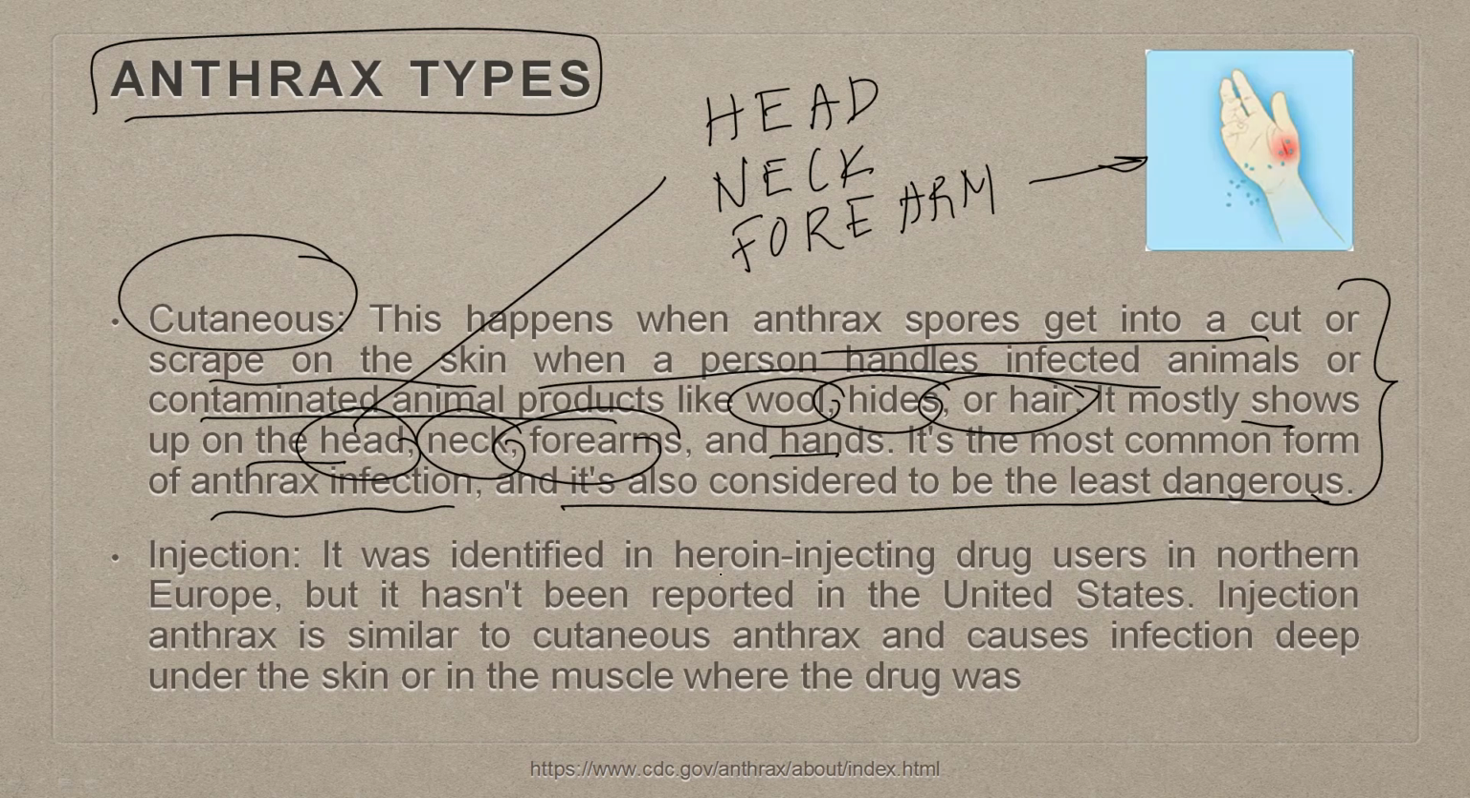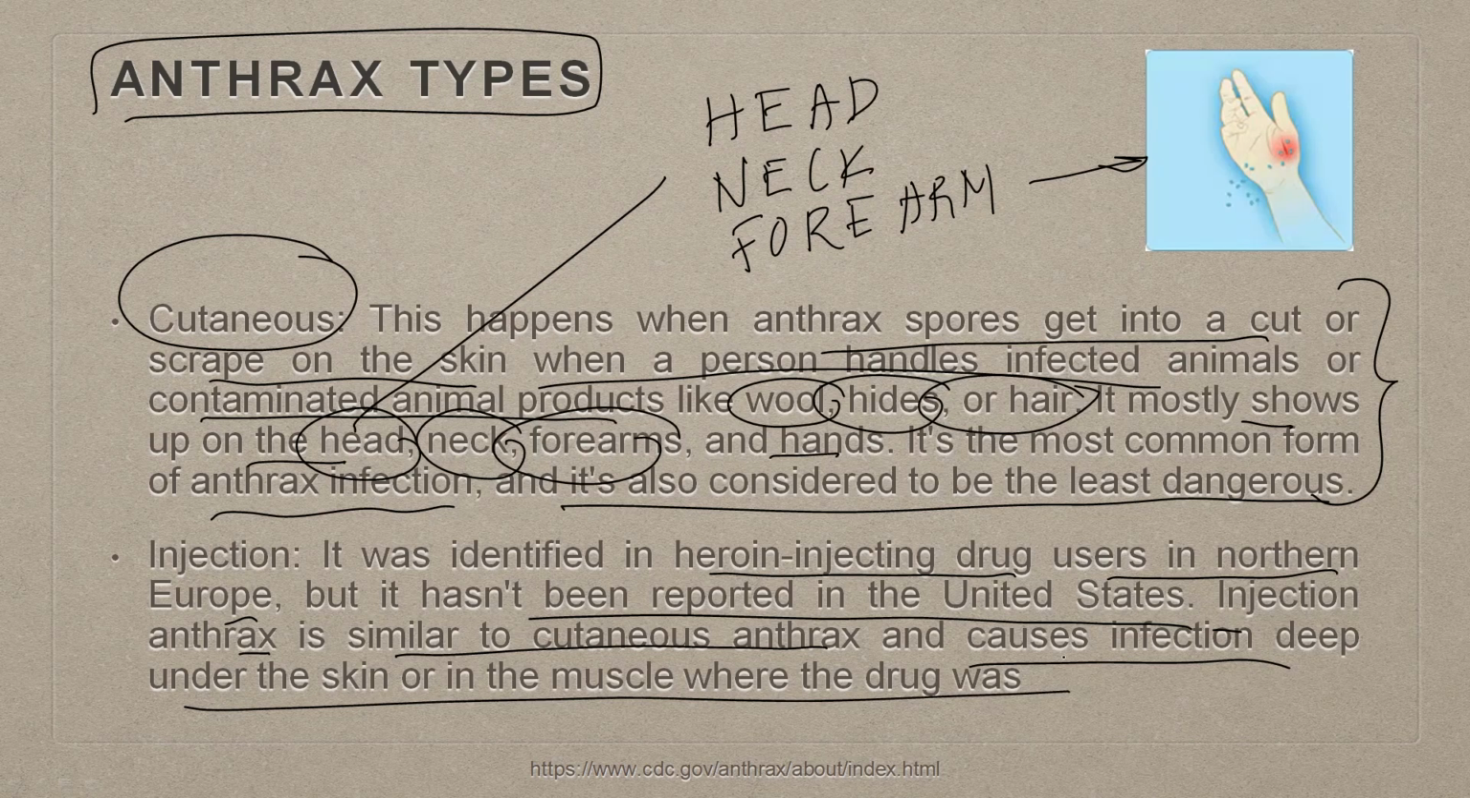Injection anthrax was identified in heroin-injecting drug users in Northern Europe, but it hasn't been reported in the United States. Injection anthrax is similar to cutaneous anthrax and causes infection deep under the skin or in the muscle where the drug was injected. This is a very interesting thing. There is a lot of drug abuse happening across the world. It has been observed that people who take drugs can get infected by anthrax if the needle tip has contamination of anthrax spores, and such anthrax can be pretty deadly because you are injecting it deep inside the body.